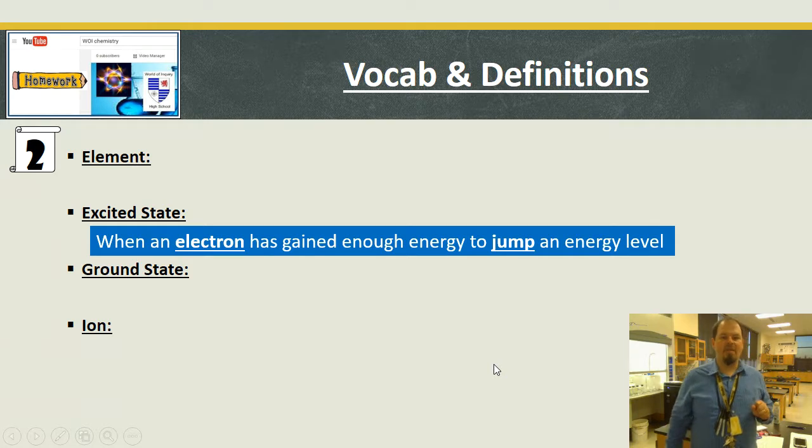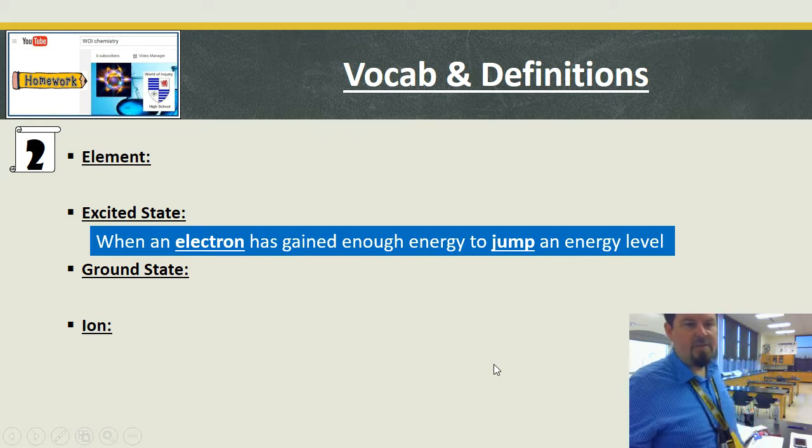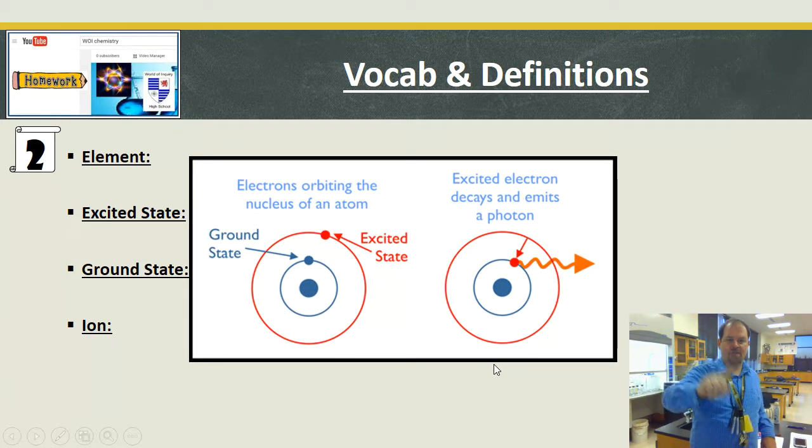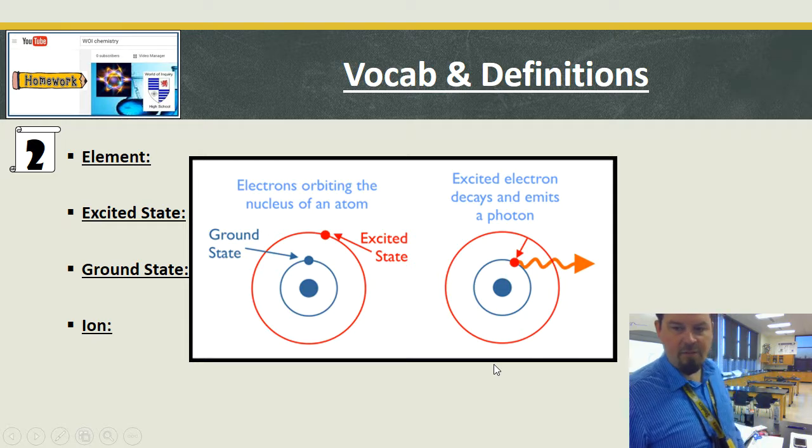Excited state, this is when an electron has gained enough energy to jump up. And then we're going to find out that when it falls back to ground, it will release light. So the excited state is giving the electron energy and he jumps up. When he falls back down, he gives off energy in the form of light.